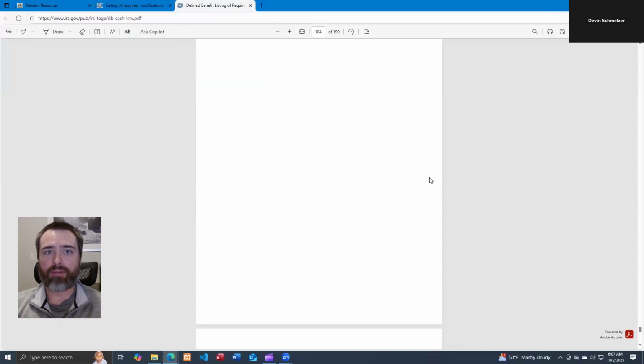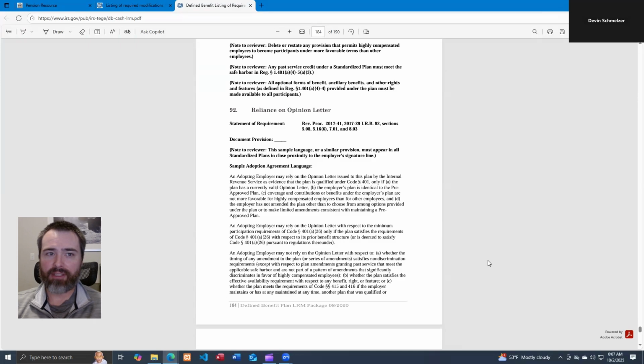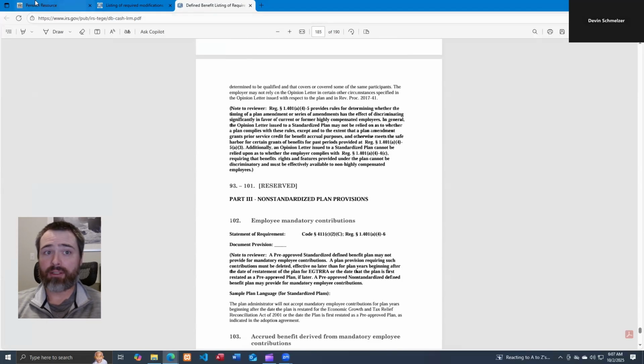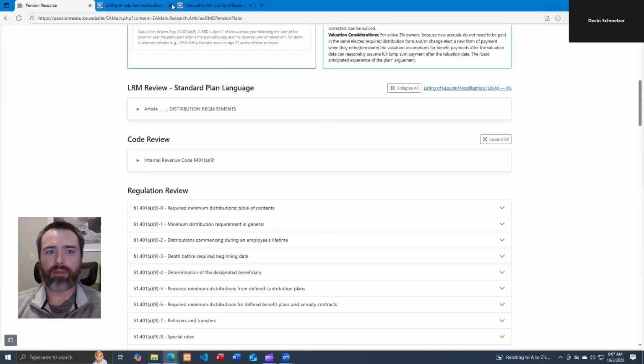The core of what you should follow is what's written in your plan document, but let's face it, that is why we are here. What does the plan document really mean for required distributions? And for that, we need to start with the Internal Revenue Code.